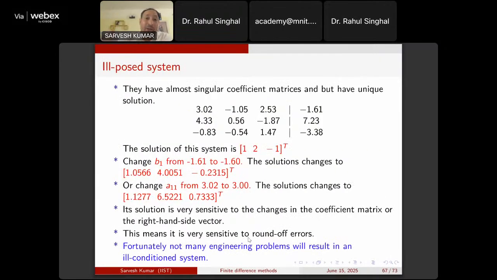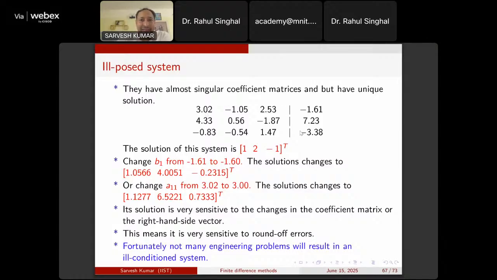Another problem is if you work with a computer, every computer has a memory, right? If you give the number 1 by 3, it will understand it in its own way. So that means there will be some small perturbation, right? But then if I solve it, do I get a drastic change in the solution or not? Understand? So let us just look at this.